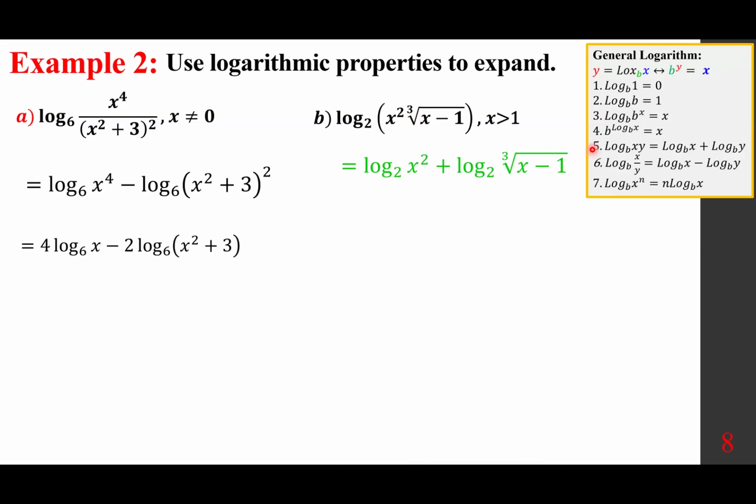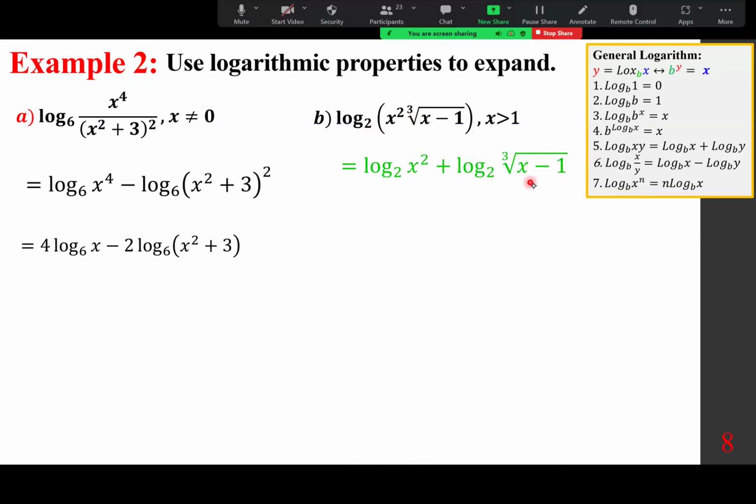Now, before we go to the power rule, let's change this to x minus 1 to the power of 1/3. So we change this expression to x minus 1 to the power of 1/3. And now for both cases, we use number 7, the power rule. 2 sits in front here. 1/3 sits in front here, according to property number 7, called the power rule. So this is 2 log x base 2. This is 1/3 log of x minus 1 base 2. And we're done with A and B.